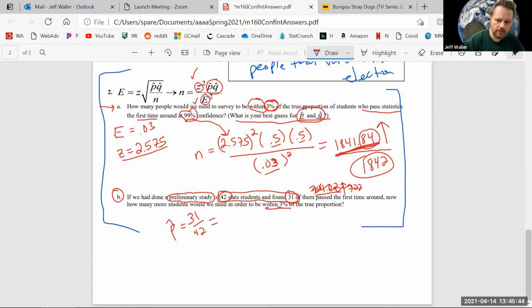So up here, did I know what P hat and Q hat were? No. So I had to guess. I had to guess 50-50. Now with the preliminary study, I know what P hat is.